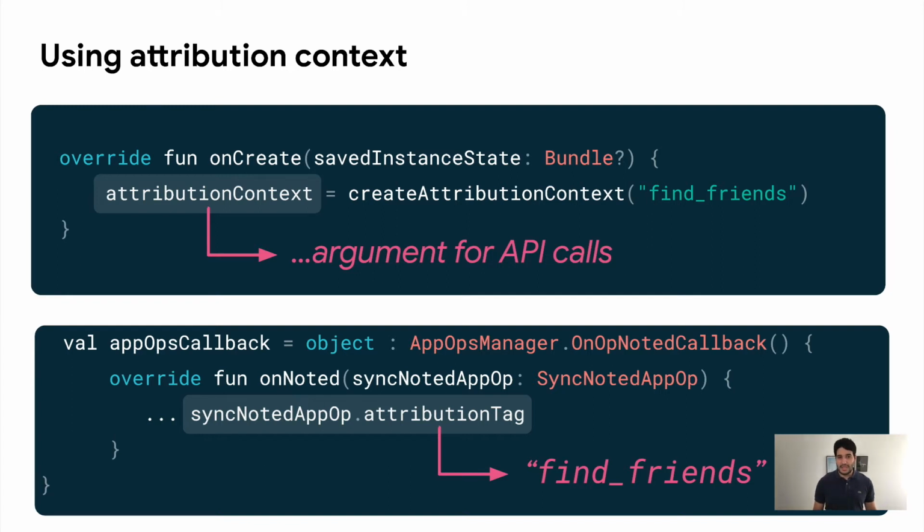So rather than using, in Kotlin for example, context, which is a property given within your activity or fragment, you will use create attribution context, which is the same thing. You're going to get the same context, but labelized as the string given as a parameter.